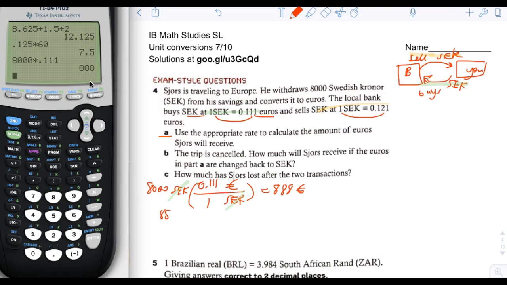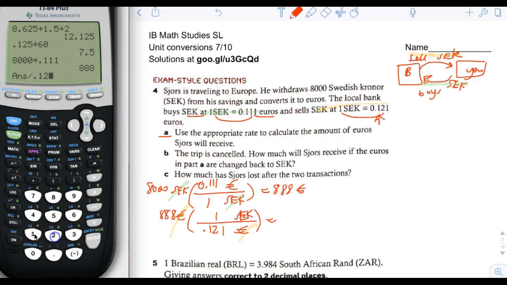So we're going to start out with 888 euros, and then we're going to multiply a domino with euros on the bottom and kroners on top. How do we know that euros go on the bottom? Because we want the euros to cancel out. So that's why we put euros on the bottom. So the euros in this case are going to be 0.121 euros, and on top we're going to put 1 Swedish krona.